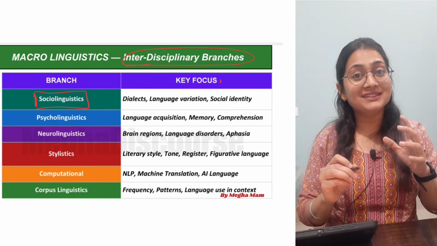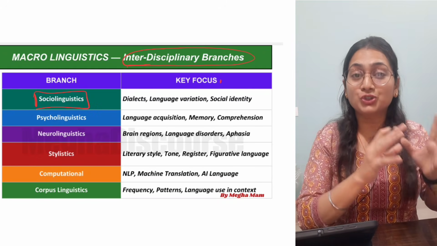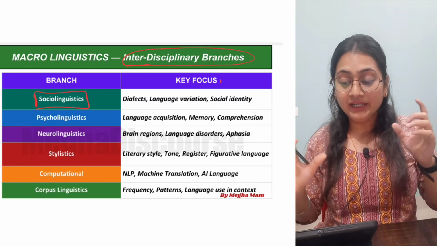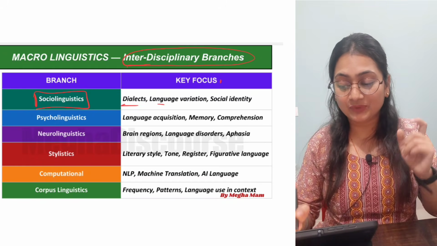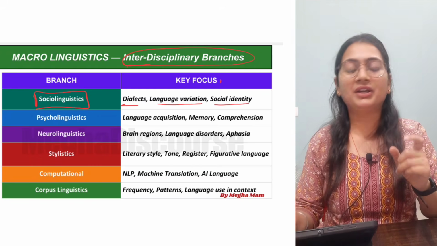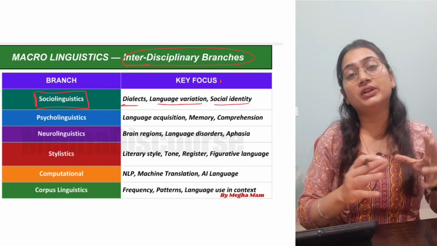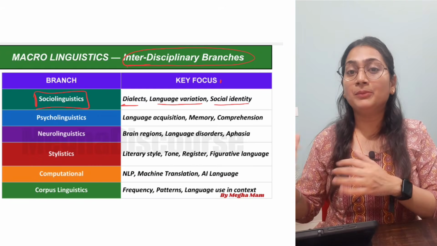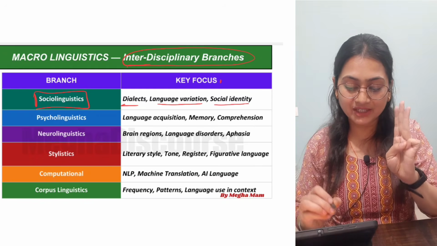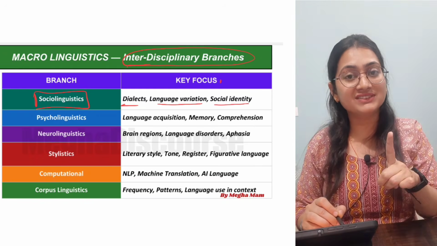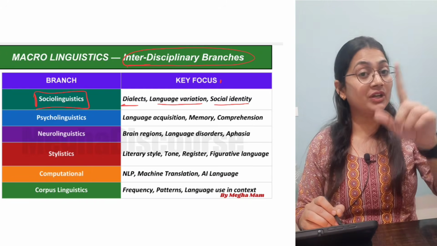Sociolinguistics is the study of sociology with the help of linguistics. Terms like dialects, language variation, social identity come under sociolinguistics. I will make a broad chart on it because there are three: sociolinguistics, theoretical linguistics, and applied linguistics. They all are very important for you.